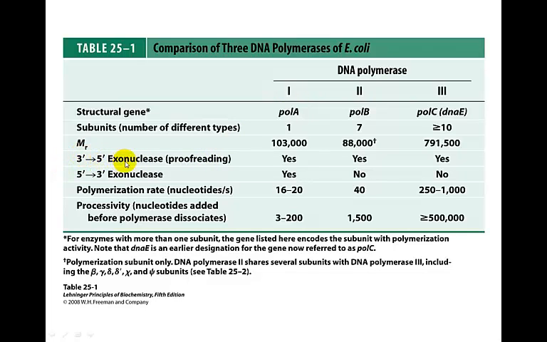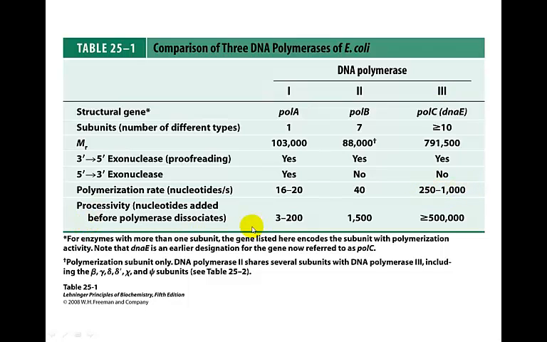So 3' to 5' exonuclease, polymerase 1 has it, polymerase 2 has it, polymerase 3 has it. 5' to 3' exonuclease, only polymerase 1 has that particular exonuclease activity. 2 and 3 don't. Polymerization rate, polymerase 1 is pretty slow, 16 nucleotides per second. Polymerase 2, 40 nucleotides per second. Polymerase 3, 250 to 1,000 nucleotides per second. So this one's really, really fast.